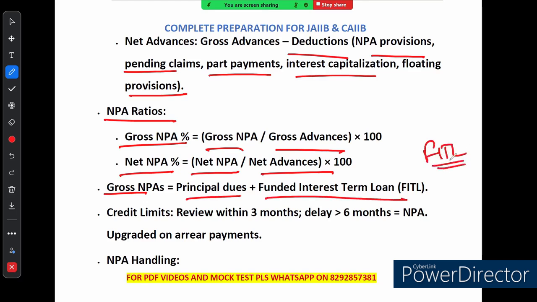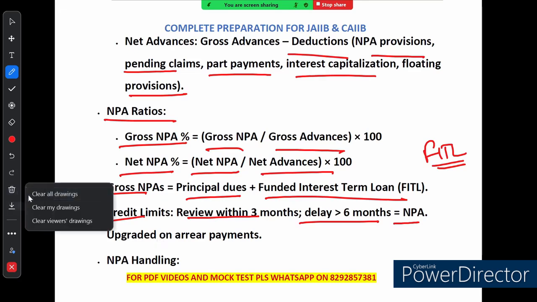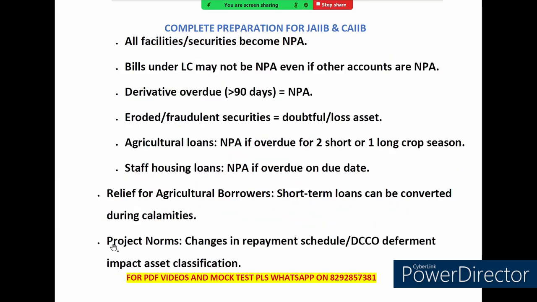So lastly, the bank needs to review the credit limit within 3 months. If there is a delay of about 6 months, the loan becomes an NPA. However, if the borrower pays off the arrear, the loan can be upgraded.